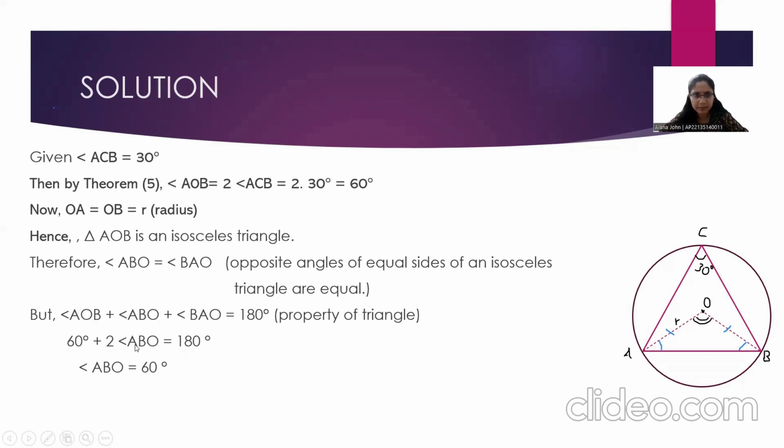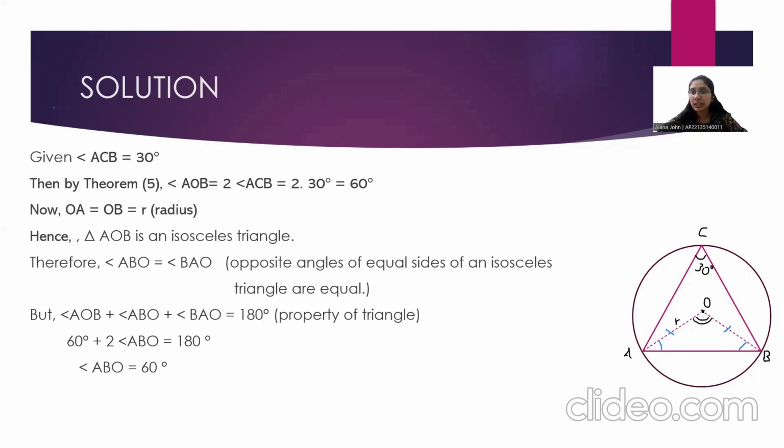And I believe that you are familiar with these calculations of numbers. After that calculation, we will be getting angle ABO equal to 60 degrees. So we have obtained this angle as 60 degrees. If this angle is 60 degrees, then clearly this angle will also be 60 degrees. And already we have shown that this angle is 60 degrees.